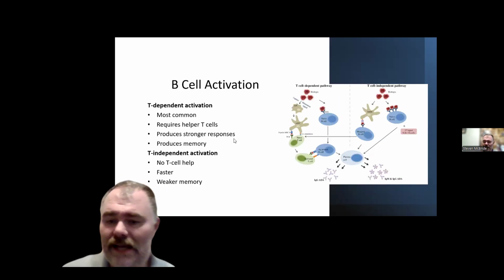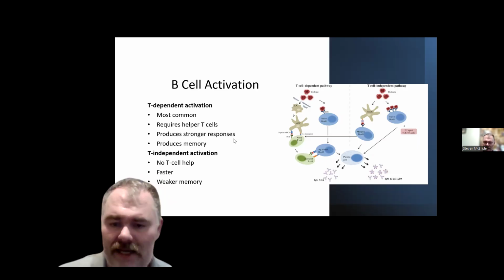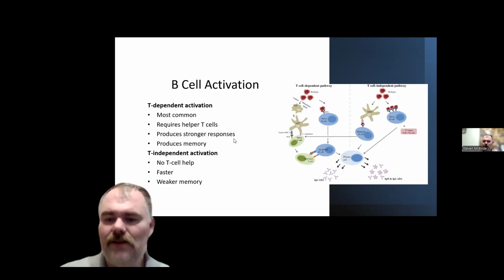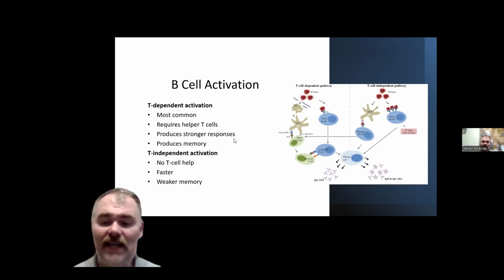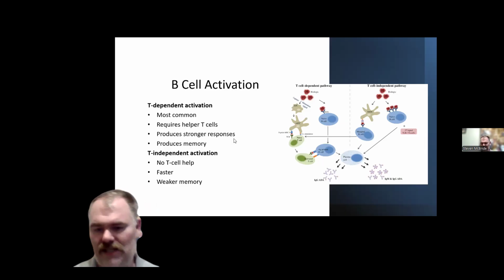Not all B cell activation occurs in exactly the same way. Most B cell responses are T cell dependent. In these responses, a B cell binds an antigen, processes it, and presents fragments to helper T cells. The helper T cell then provides activation signals that stimulate the B cell to divide and differentiate. T-dependent responses tend to produce stronger antibody responses, better memory formation, and longer lasting protection.